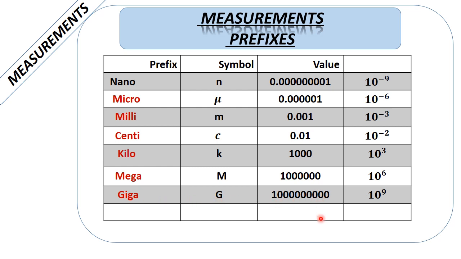So these are the prefixes. Your job is to master these. With time, you get to know what nano is, micro, but for now, try as much as possible to acquaint yourself with these. Nano should remind you of 9 zeros before one, micro 6 zeros before one, milli 3 zeros before one, centi 2 zeros before one, kilo 3 zeros after one, mega 6 zeros after one, and giga 9 zeros after one, and also the symbols.